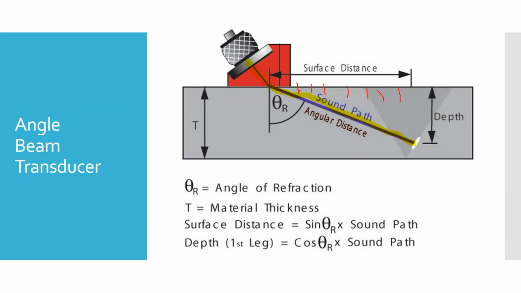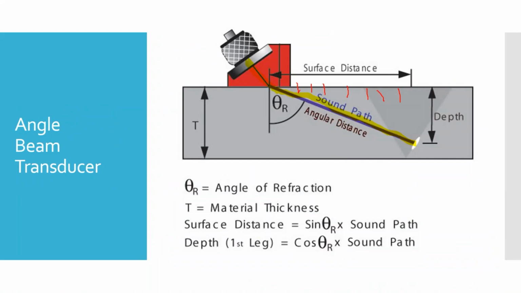So this gets into, you have to have a basic understanding of trigonometry if you're going to be doing angle beam testing, because again, the path the sound takes is going to be different than the surface distance or the depth of what they call the first leg.